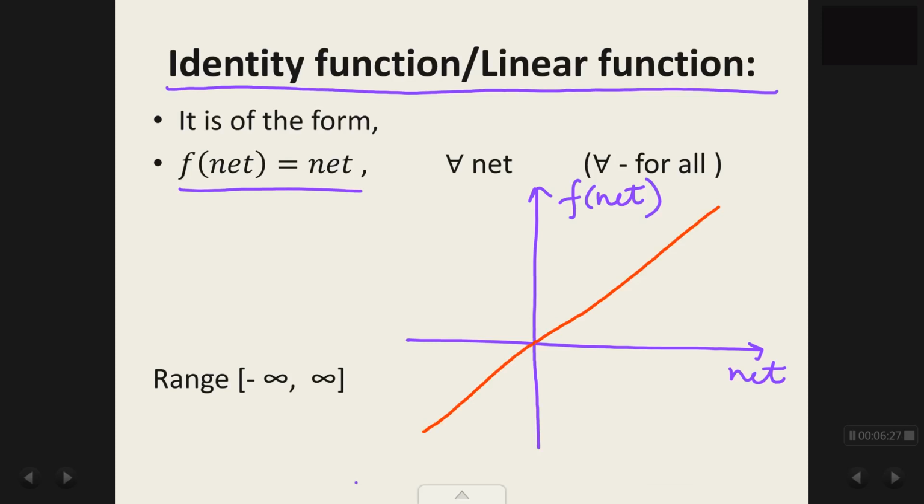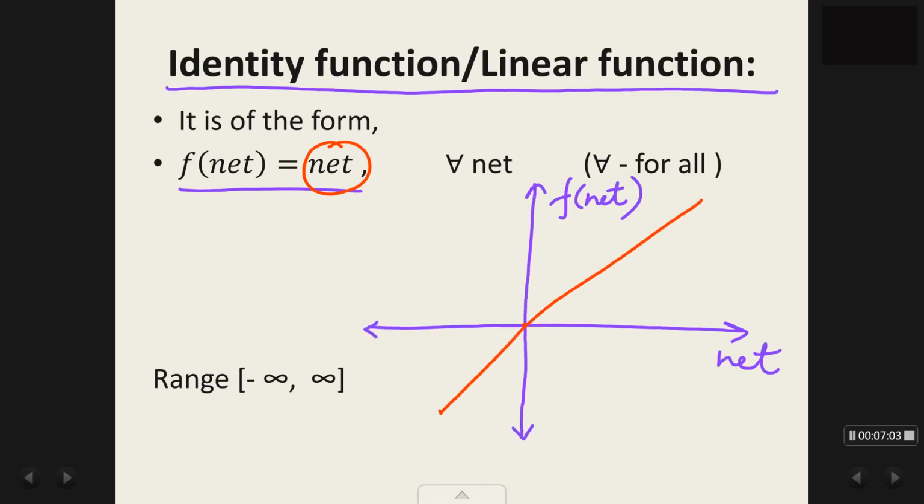So this is the activation function. Why is it called the identity function? Because the output is equal to the net. Whatever you are feeding to the activation function, that is net, the same thing is the output. So if your input is 1, that is net is 1, then f of net is also 1. This is why it is called an identity function.